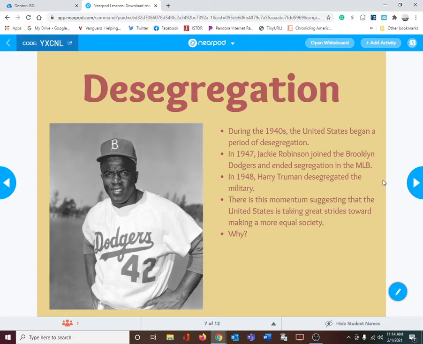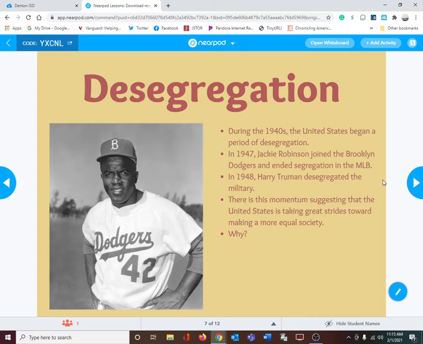So the United States began a period of desegregation first in 1947, on the local level, in the private sector. The Brooklyn Dodgers desegregated baseball by signing Jackie Robinson and promoting him from the minor leagues into the major leagues. He was an incredible baseball player who had served America in World War II. He had actually been arrested because he refused to move from his spot on a bus before he was promoted to the major leagues.